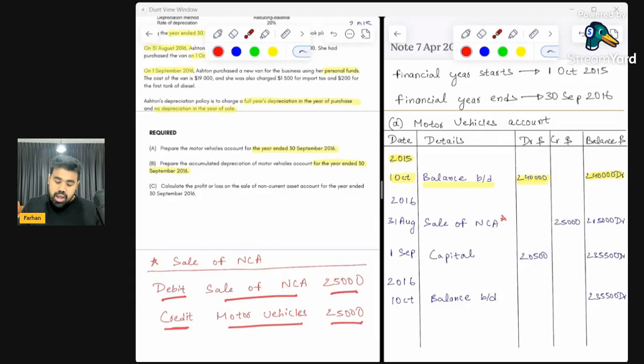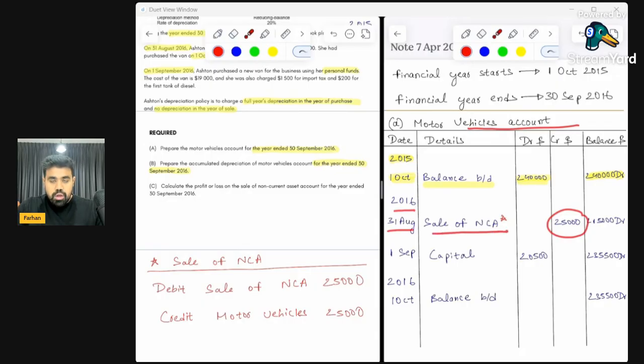That's why the opposing entry, which is the debit entry, is the sale of non-current asset account, which is $25,000. Now, why did we need to understand this journal entry? As you understand, the motor vehicles account is credited by $25,000, which means when you prepare the motor vehicles ledger account, this needs to be credited. The $25,000 is recorded on the credit side on 31st of August 2016. Why? Because we have sold it. As you can see in the details column, we have included the sale of non-current asset account as the cross-reference.